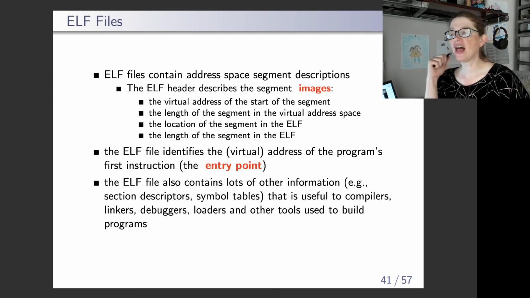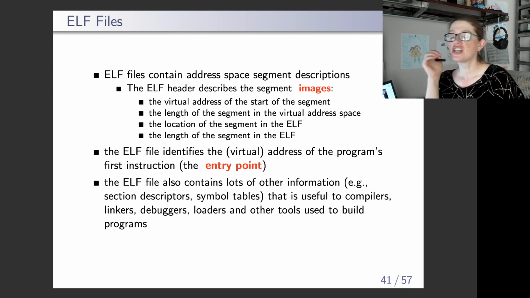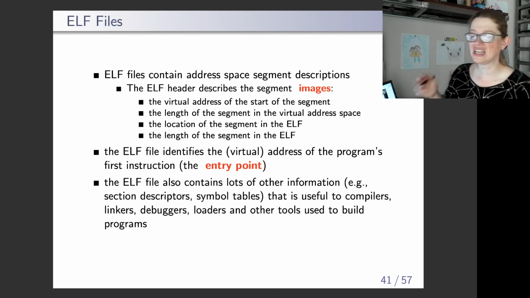The first part of the ELF file actually is a header. It's a human readable piece of information that describes the segments of the address space for the program. So it's going to tell you at what virtual address the start of each segment will be. It'll tell you the length of the segment in the virtual memory. It will tell you where in the binary file you can find the image and how big that image is to be copied into that. It'll also tell you things like, should this be read-only or should this be read-write, and some text describing what is this?